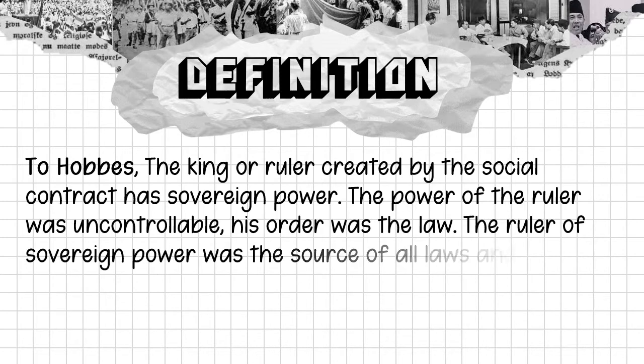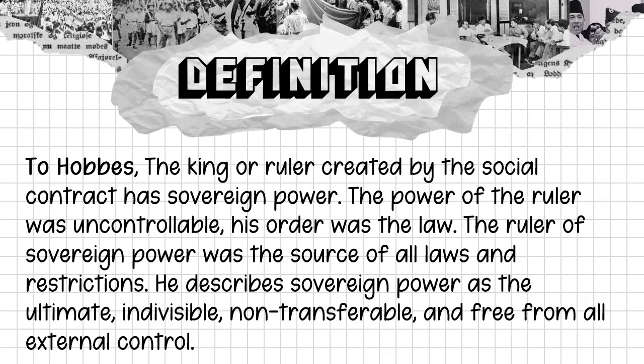According to Hobbes, the king or ruler created by the social contract has sovereign power. The power of the ruler was uncontrollable. His order was the law. The ruler of the sovereign power was the source of all laws and restrictions. He describes sovereign power as ultimate, indivisible, non-transferable, and free from all external control.